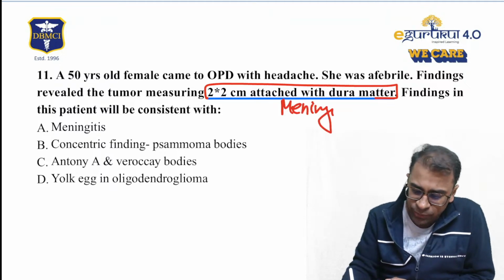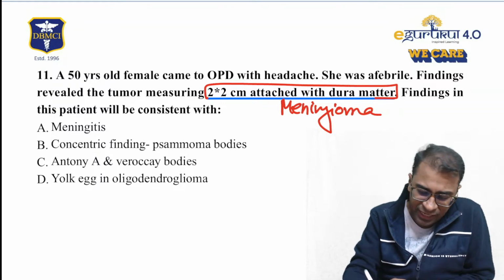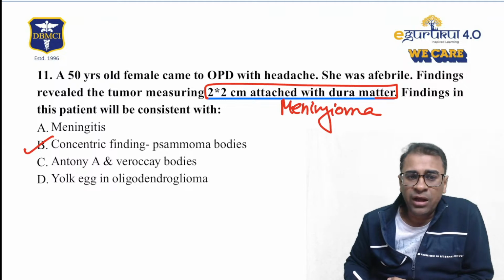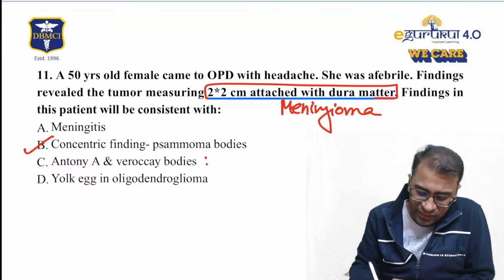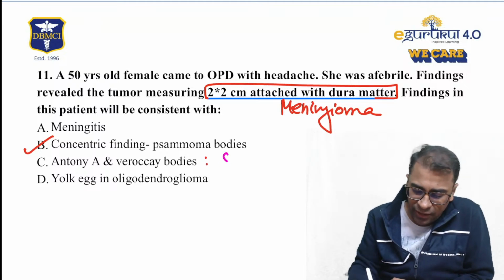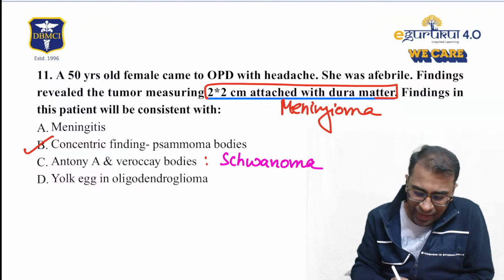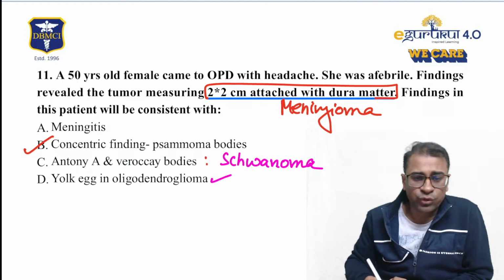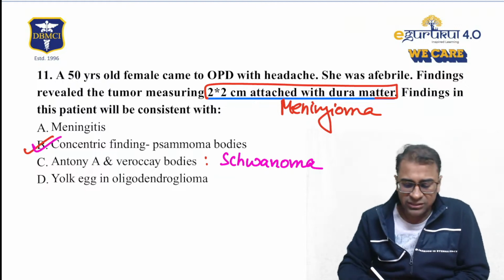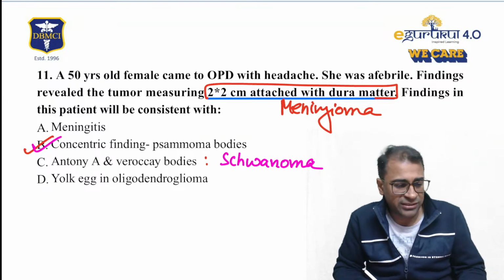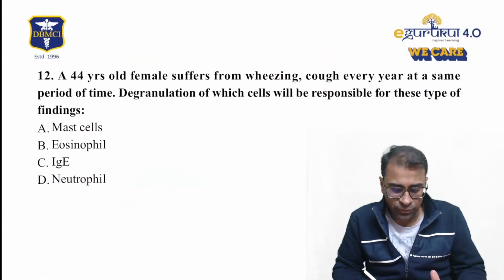This is meningioma, and for meningioma your answer has to be psammoma bodies. Okay. Where are Antoni A and Antoni B, Verocay bodies seen? It's seen in schwannoma. And egg yolk in oligodendroglioma is surely seen, but here the answer is psammoma bodies as in meningioma. Very good. Dural tail sign. Very good. Dural tail sign. Perfectly answered. Let's go.